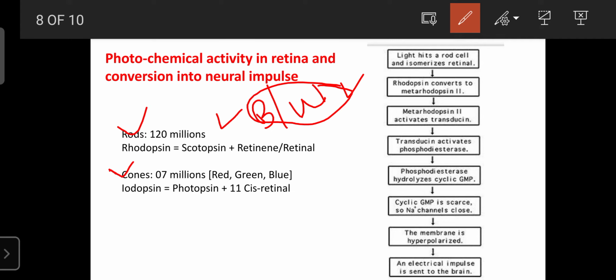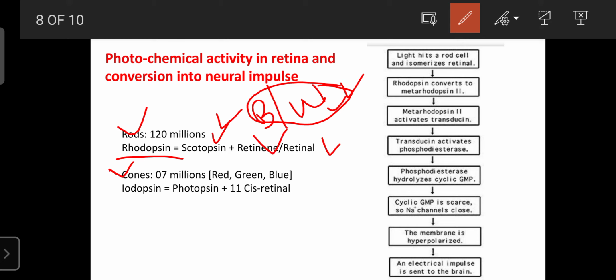The rods consist of a light sensitive pigment known as rhodopsin. Rhodopsin is one of the pigments present in the rods, and it is helpful for the recognition of black and white images. This rhodopsin is made up of a protein called scotopsin, and it also consists of retinine and retinol.